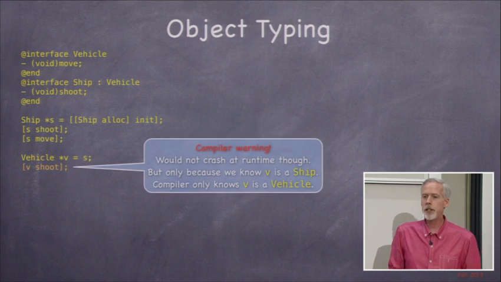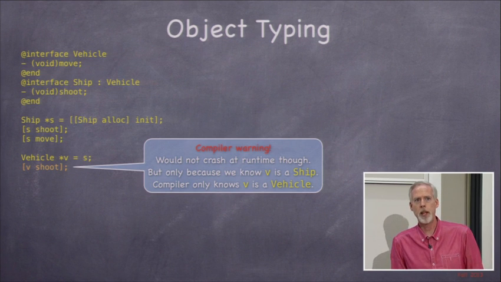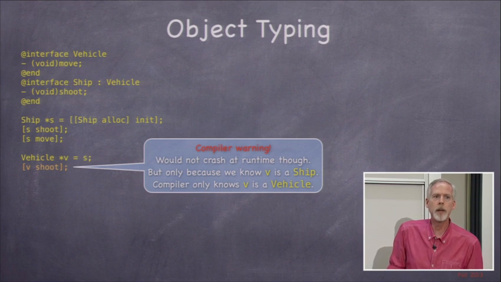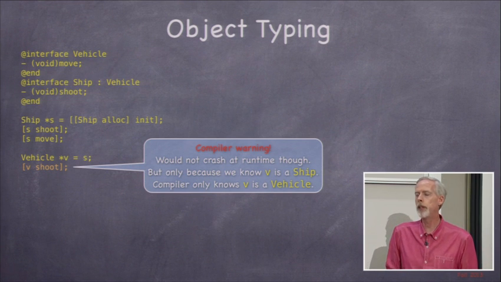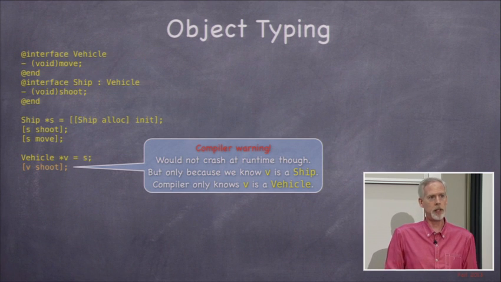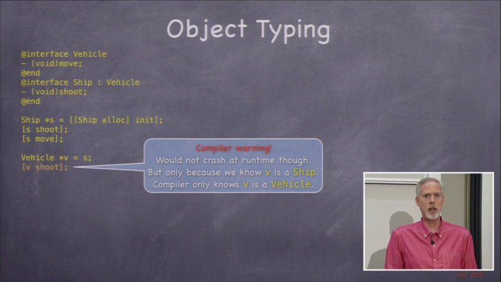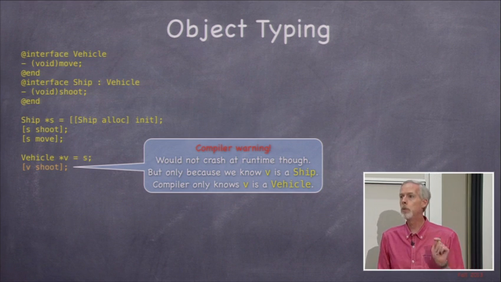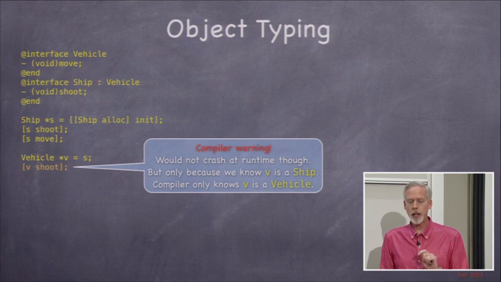But now let's try to say v shoot. What's going to happen here? At compile time, you're going to get a warning because vehicles do not implement shoot. Ships do, but not vehicles. So do you see why this is going to give you a warning? What about at runtime? This code will not crash because we know that v actually is a ship. So this will work fine at runtime. So this is an example where you get a warning at compile time, but it runs fine at runtime.